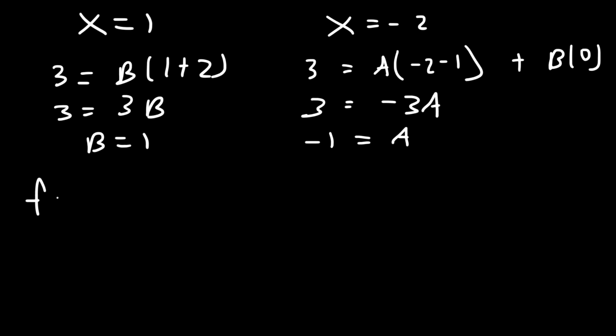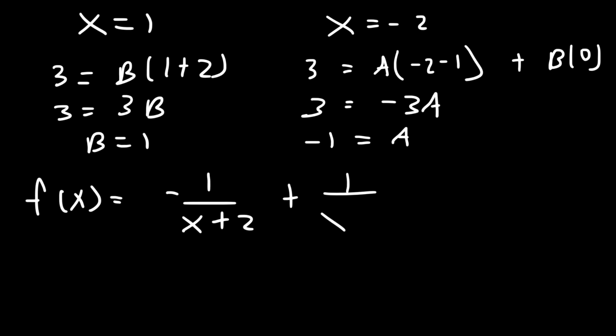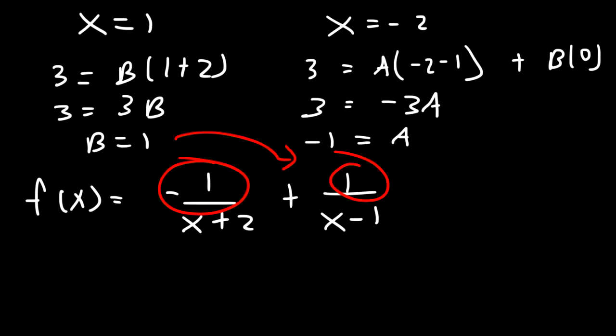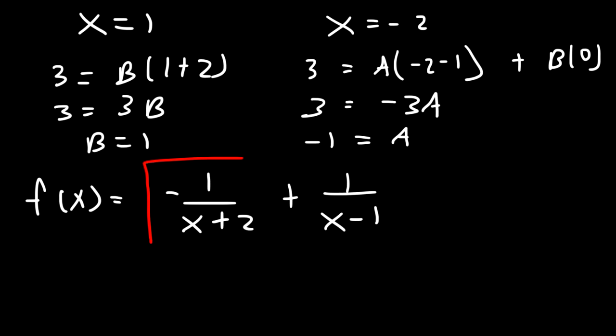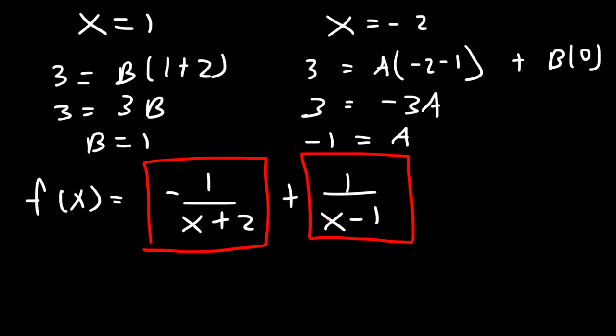So therefore, f of x can be written as negative 1 over x plus 2 plus 1 over x minus 1. So we said that a is negative 1 and b is 1. Now let's write the power series representation for each of these two fractions separately.